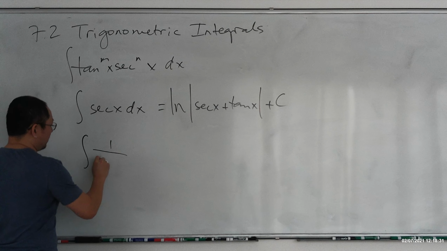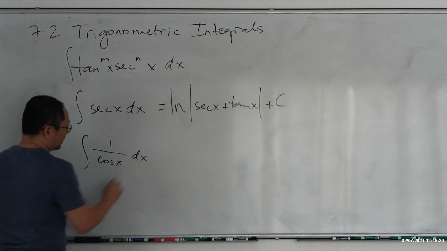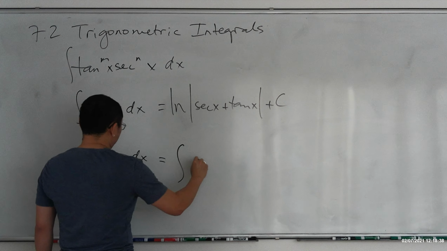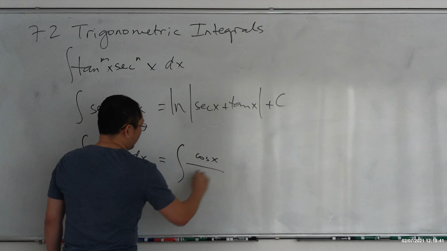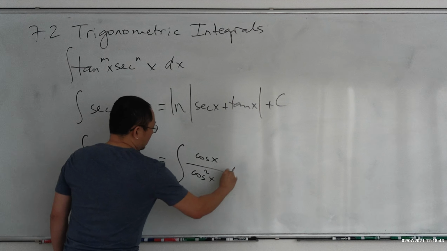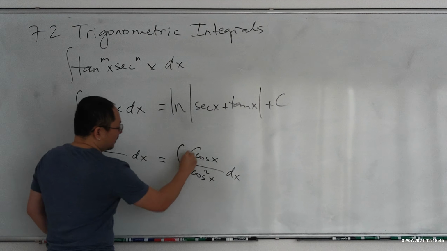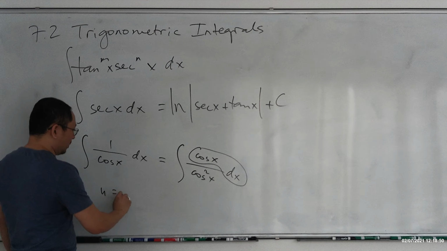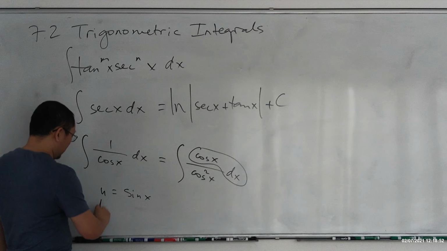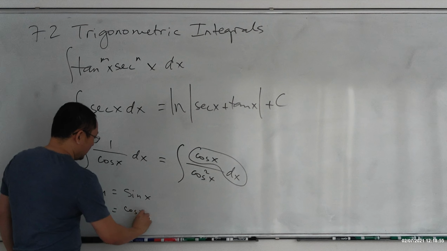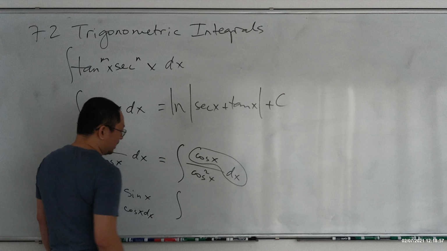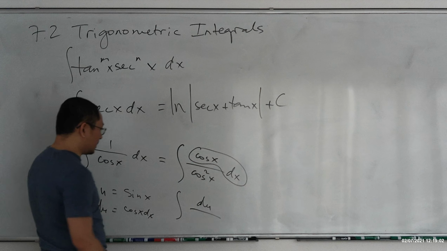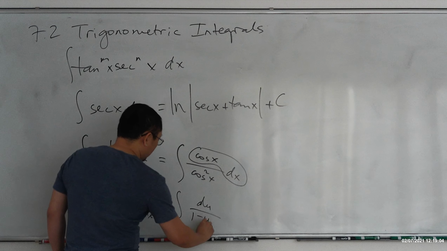Secant is 1 over cosine of x dx, and I see cosine right here, right? I'll write it this way: integral of cosine of x over cosine square of x dx. The purpose is I want to have cosine of x dx, so I'll let u equal sine x. So du is cosine x dx. So this problem becomes integral of du over cosine square, which is 1 minus sine square, so 1 minus u squared.